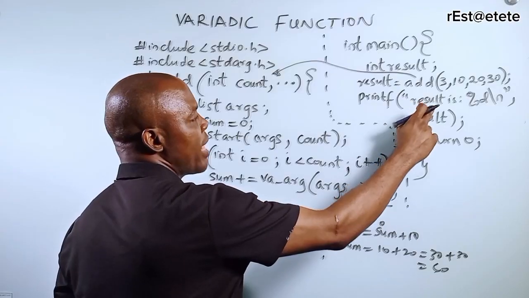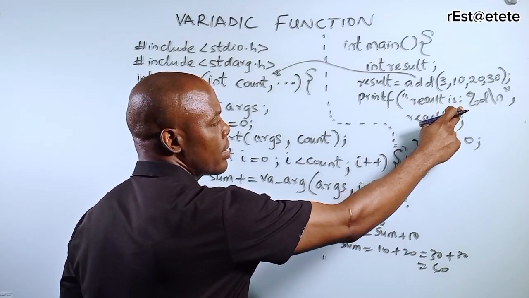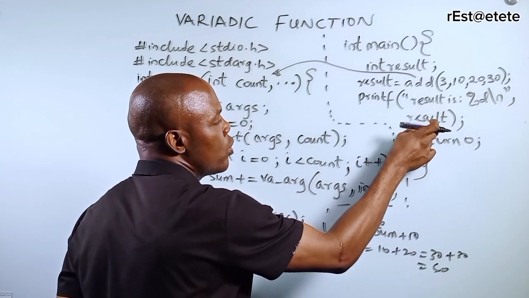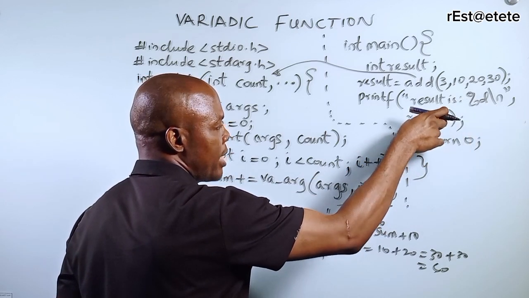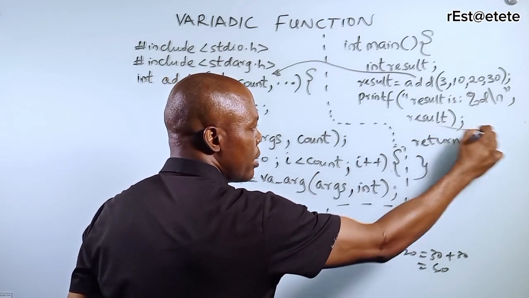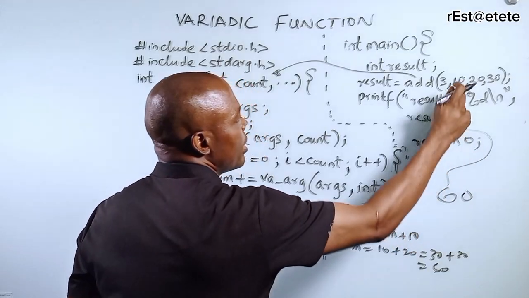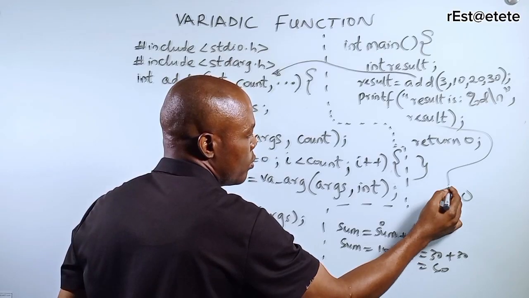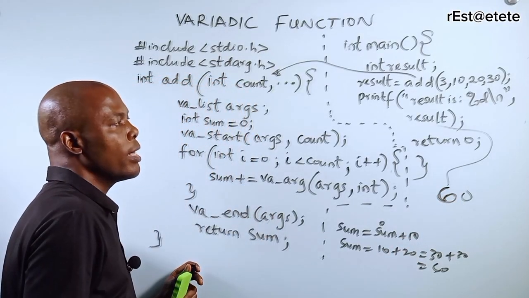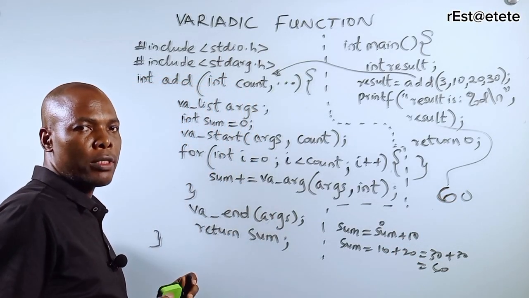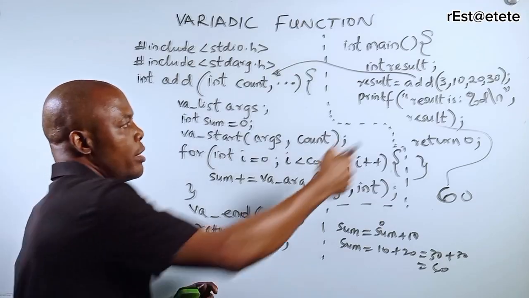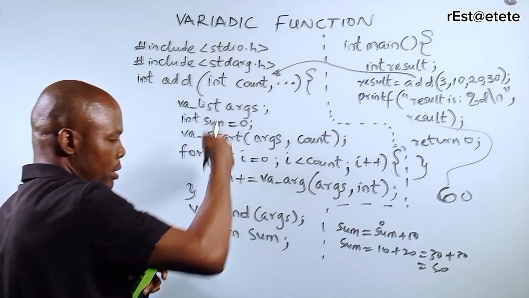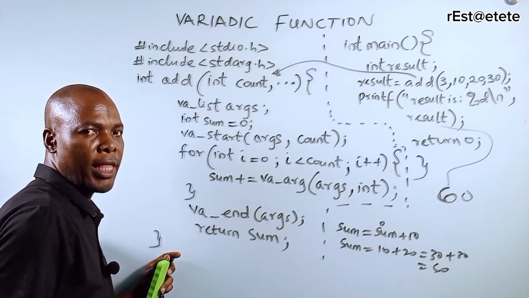Then printf will now print out result is. Then this format specifier will now hold whatever result has been returned. So the result returned here will print out what? 10 plus 20 is 30, plus 30 is 60. So it will print out 60. Now, if somebody else comes and the person picked 4 items, this place will be 4, and then it will be 10, 20, 30, 40. The same thing will repeat itself and it will print out the output.